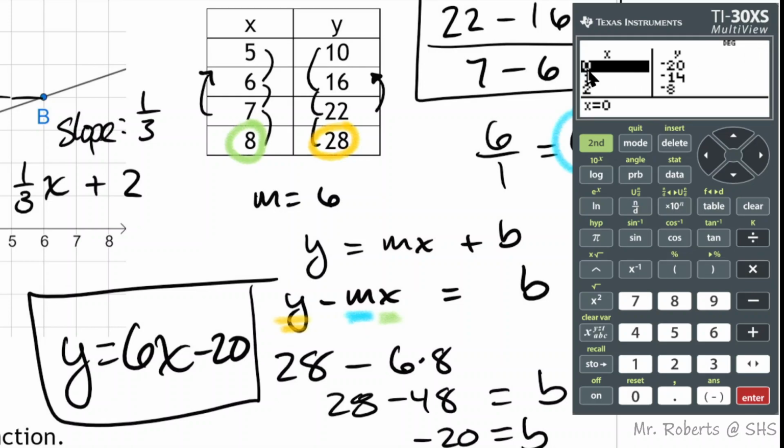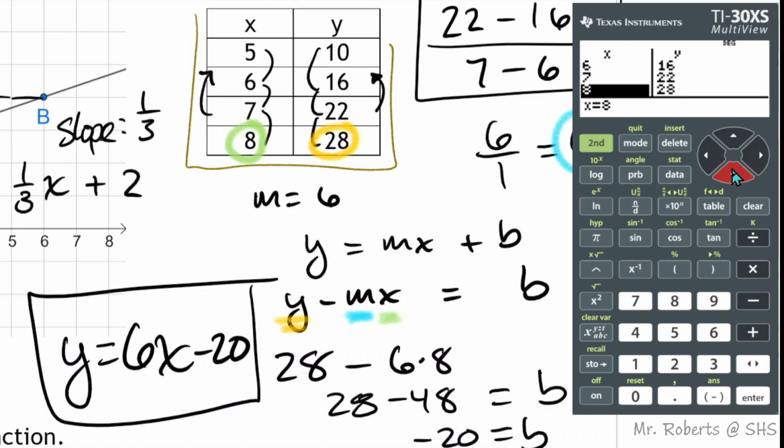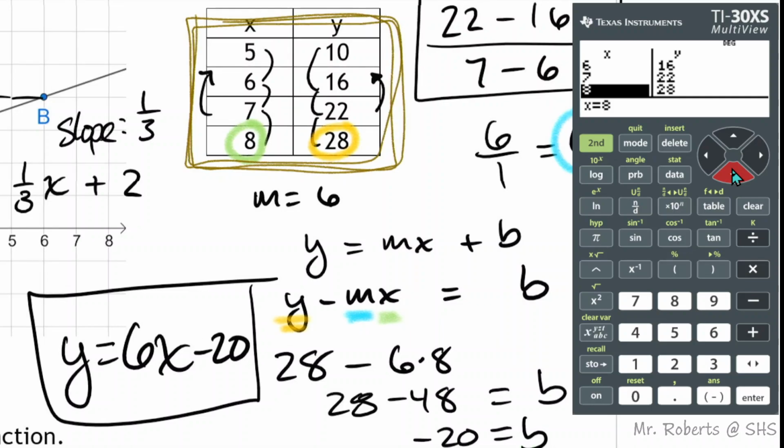So if I look at it, when x is 0, you can see y is negative 20, which is perfect because that is the y-intercept. And you can see that 1 would give me negative 14, 2 would give me negative 8, 3 would give me negative 2. But here's where it gets interesting. 5 gives me 10. 6 gives me 16. 7 gives me 22. And 8 gives me 28. So what I'm doing is looking at this table, and every single value that I see showing up on my calculator is confirmed on this table.